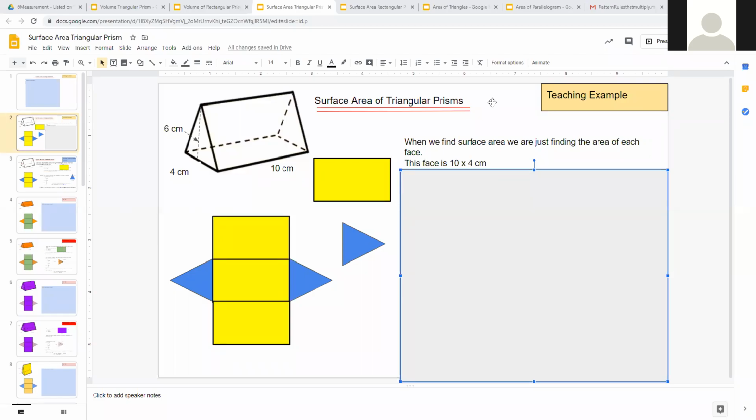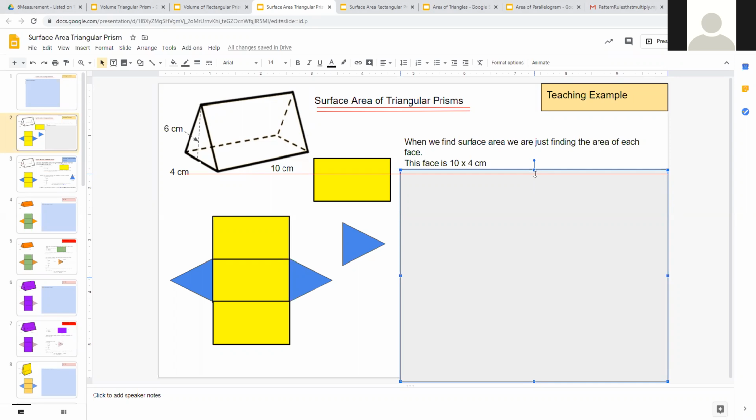Okay, so we've done surface area of rectangular prisms. If you haven't done that, you should do that first. But surface areas of triangular prisms is really very similar. When we're talking about surface area, anyway, we're always talking about what is the area of each face.